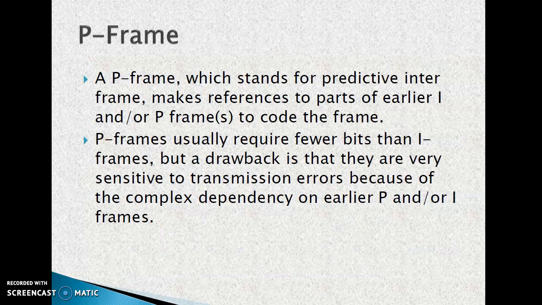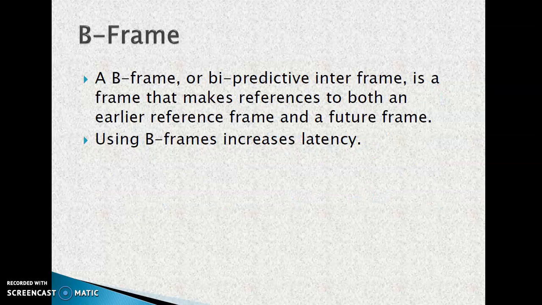A P frame basically stands for predictive interframe, which makes reference to parts of an earlier I frame or earlier P frames which are transmitted through the coder. P frames usually require fewer bits than I frames, but the drawback is they are very sensitive to transmission errors, and because of their dependency on earlier P or I frames, it is difficult to recover from transmission errors. A B frame is basically a bipredictive interframe and is a frame that makes reference to both an earlier reference frame and a future frame. Using B frames increases latency.